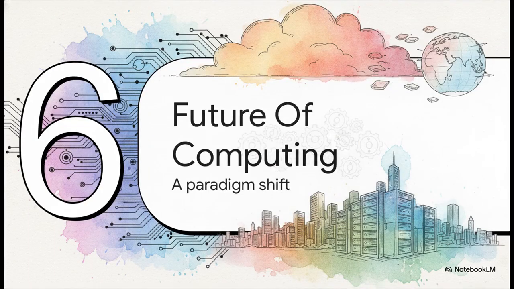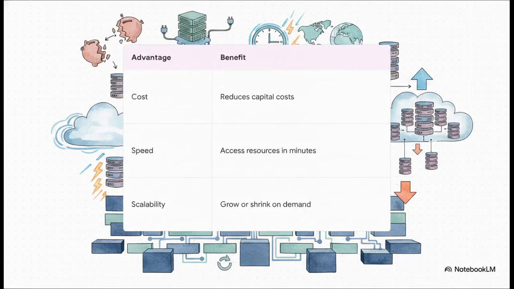Section 6, the future of computing. We're talking about a complete paradigm shift. All of this incredible architecture builds into core advantages that are completely reshaping the modern business world. The shift to the cloud provides massive cost reductions because businesses just don't need to sink huge amounts of capital into physical hardware anymore.